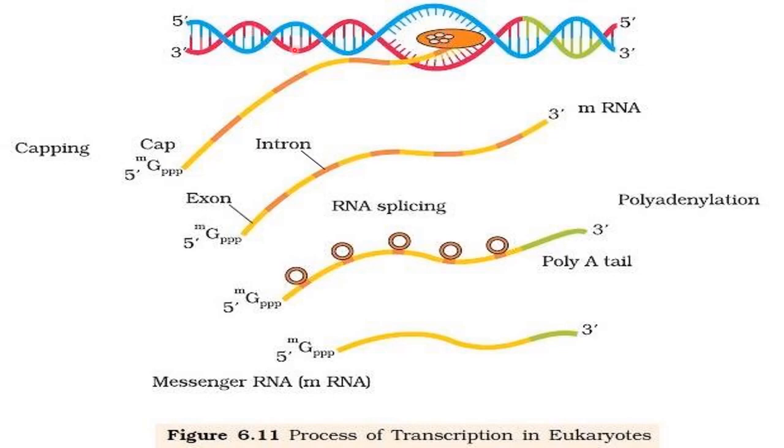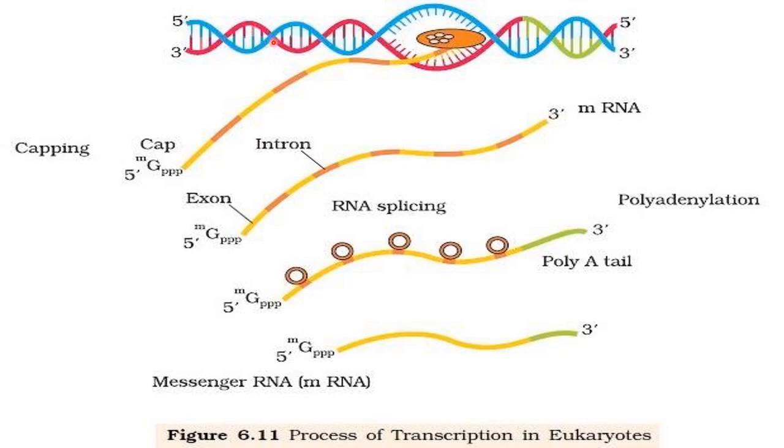So whenever you make the diagrams for the eukaryotic transcription, you will show this RNA polymerase along with these transcription factors. These are a total of 5 transcription factors which are attached with the RNA polymerase to initiate the transcription process, and then the remaining process will remain the same.